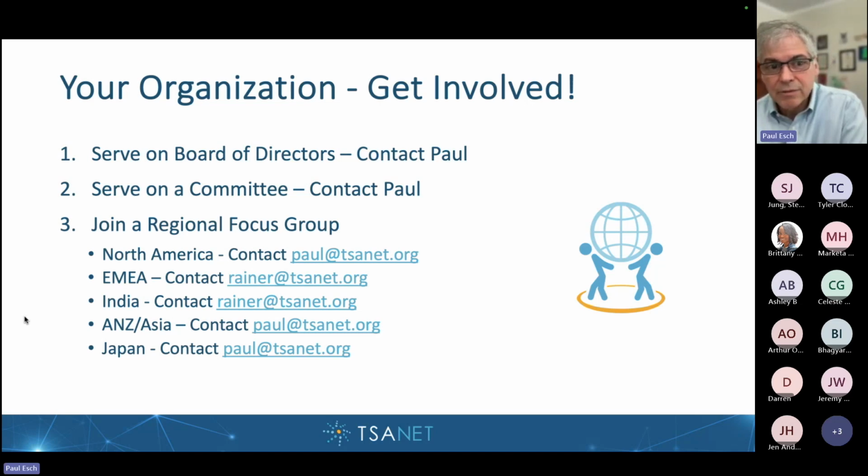The next is we have quite a few committees. So we have, for example, a security committee that guides our ISO certifications and security of the platform. We have a membership committee. We have a cloud committee that we're starting this year as well. So there are definitely opportunities. If you don't want to serve on a board of directors, you want something a little bit more operational, designing processes and helping define requirements, TSANet committees are a great way to be involved.